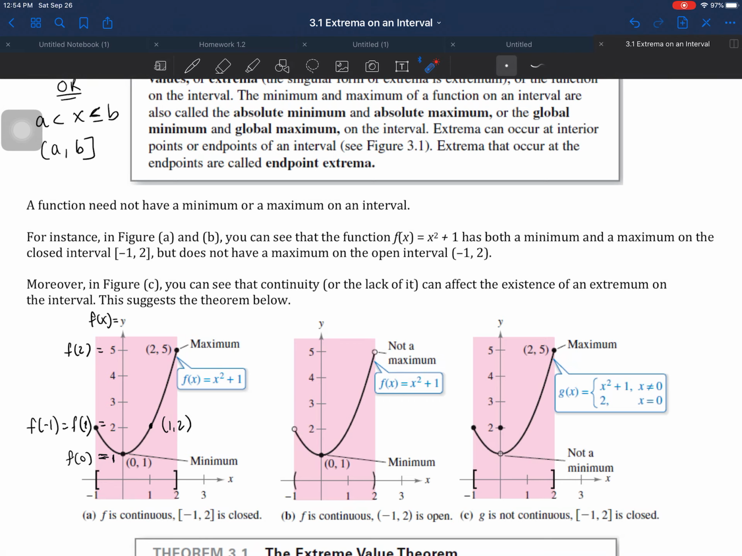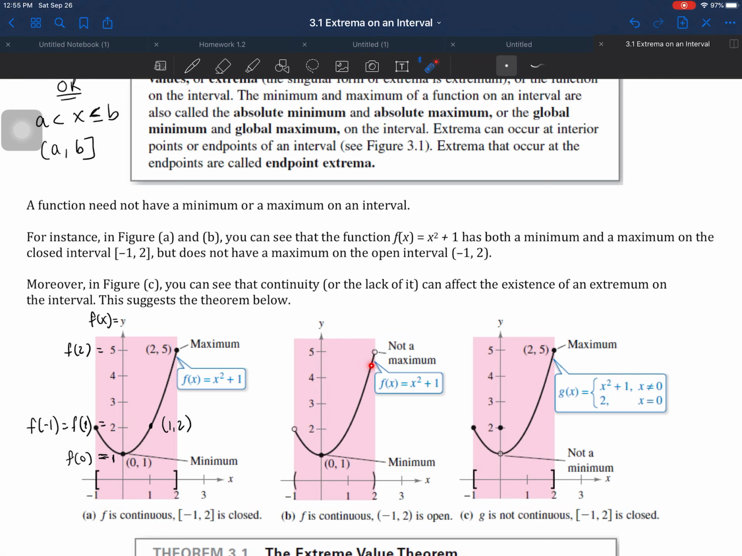What happens here is that as this function is trying to reach the highest point on the graph, we see that the highest point on the graph is not defined. The function is not defined where it would be the highest point in the graph. So therefore, in this example, there is no maximum point.